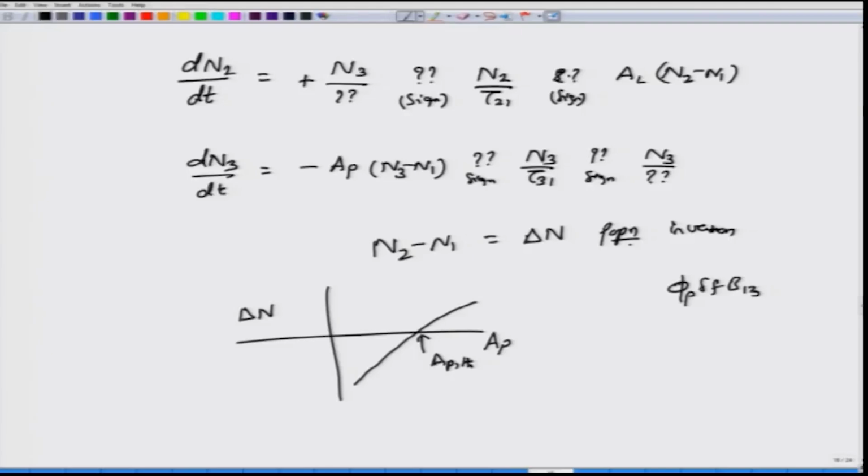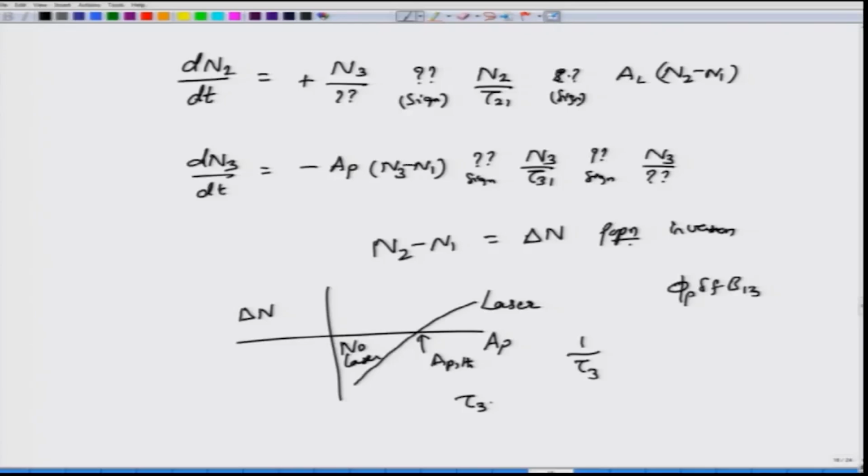So, once the pump photons sufficiently exceed the threshold value, then delta n becomes positive and you will actually have laser action here. Unfortunately, there is no laser action when AP is less than the threshold value. Finally, in all those equations that you have written, you will find out that at population level 3 there are two different spontaneous emission factors that are present.